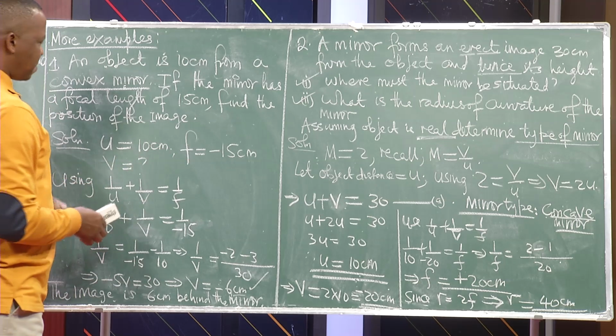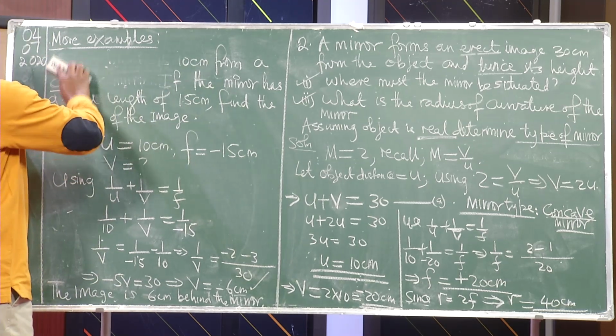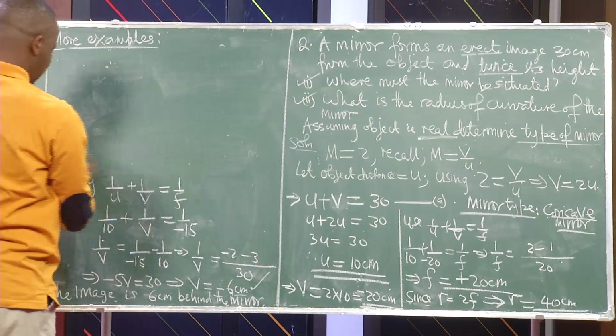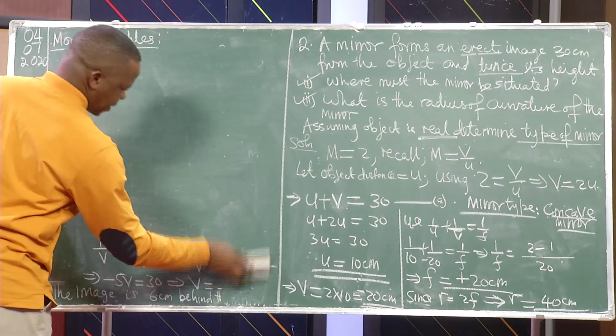As you capture that number, I can erase this one here and create space for yet another number.